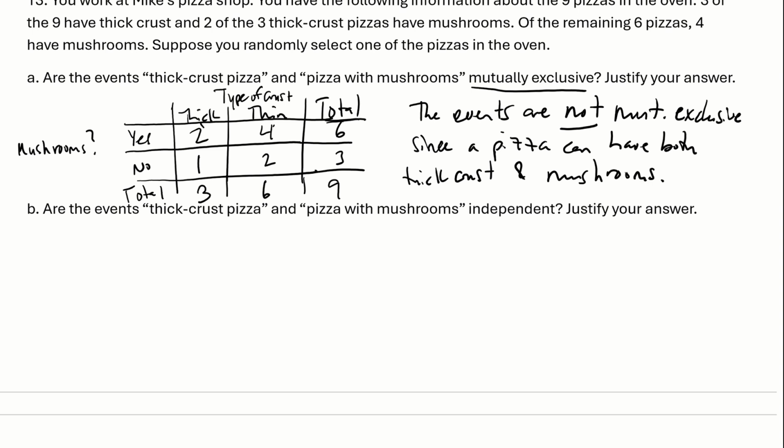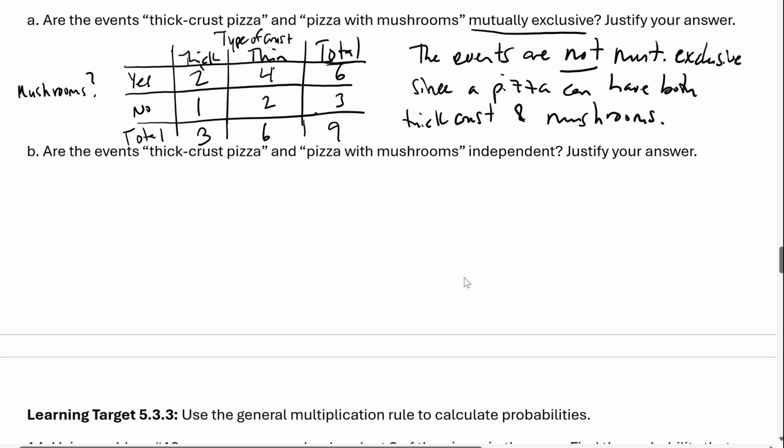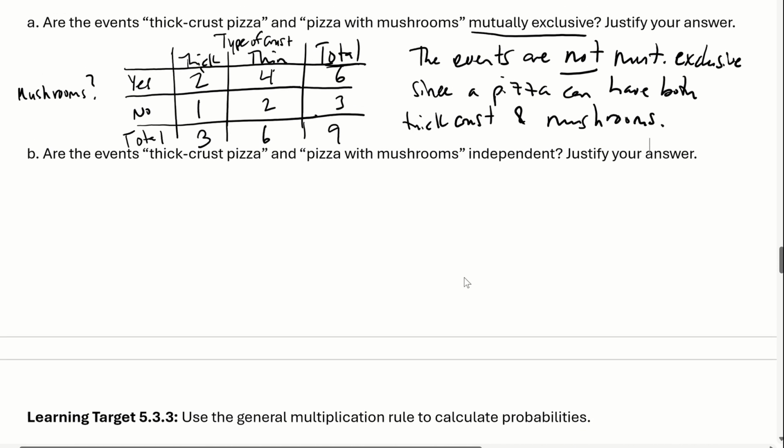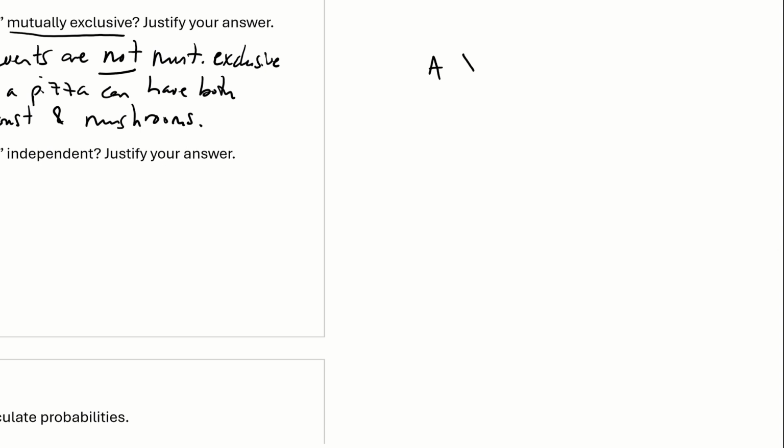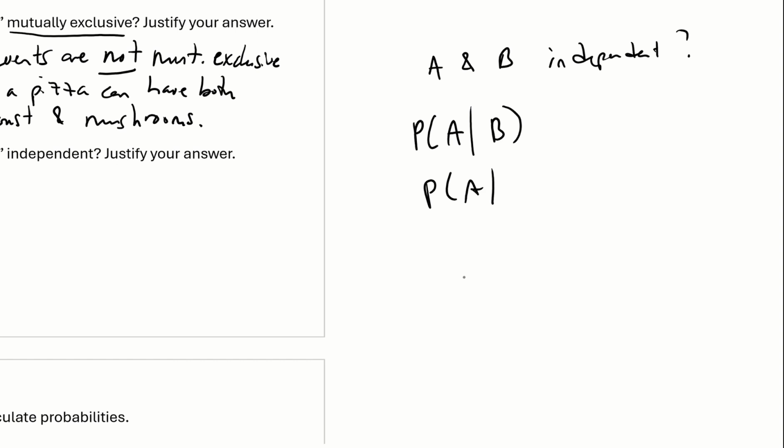Okay, so it's not mutually exclusive, but now we're going to see, okay, are they independent, right? So those are two different things. So let's calculate to see if they're independent. Remember, to determine independence, let me just do this off to the side. To determine if A and B are independent, there's a couple ways you could do it. You could calculate the probability of A given B, and then the probability of A given not B, and see if they're identical, right? You can also calculate the probability of A, and these should all be identical.